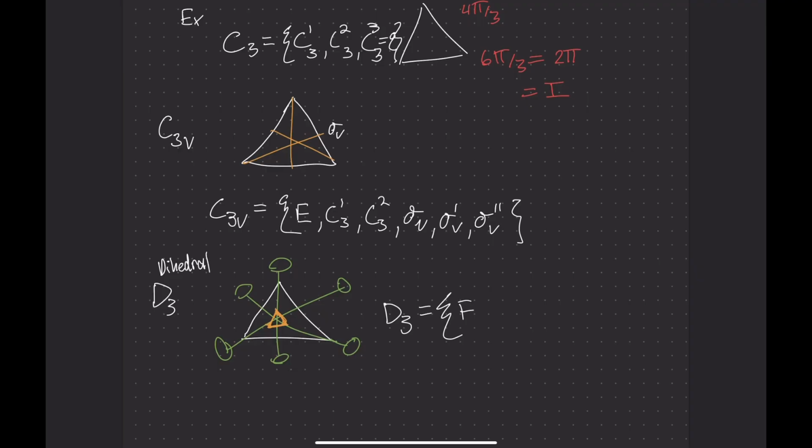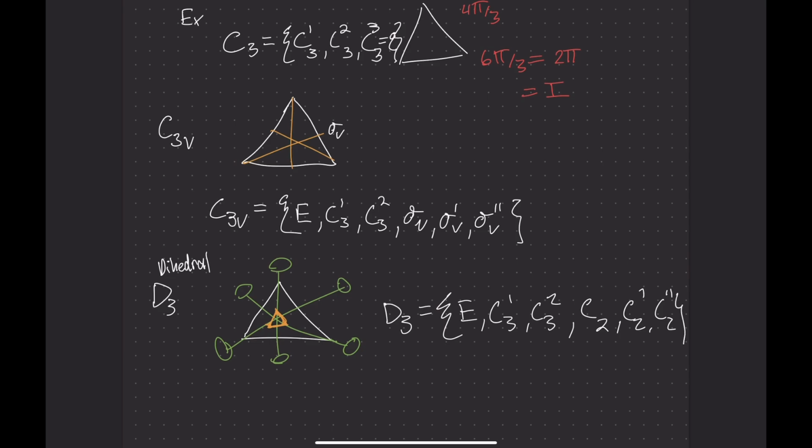So now if we were to write out the elements of D3, we'd have, as always, the identity. Doing nothing is always an option. And we have the threefold rotation still, so I'll write those, C3 1, C3 2. And now, instead of our sigmas, we have these dihedral rotations, or these twofold rotations. They're still represented by the letter C because they are still rotations, but they're twofold now. And there's 3 of them. So I'll write these.